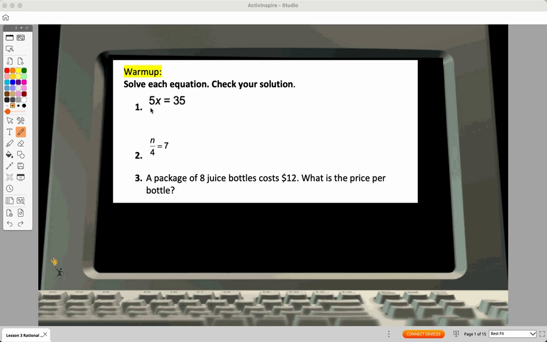All right, so you guys work this one out. The first thing you figured out, you had to divide both sides by 5. So x is equal to 7. Here you multiply both sides by 4. So n was equal to 28. And finally, you did this package of juice.